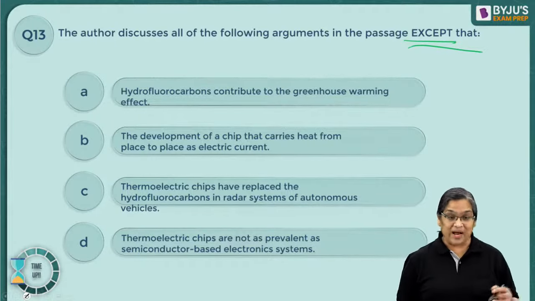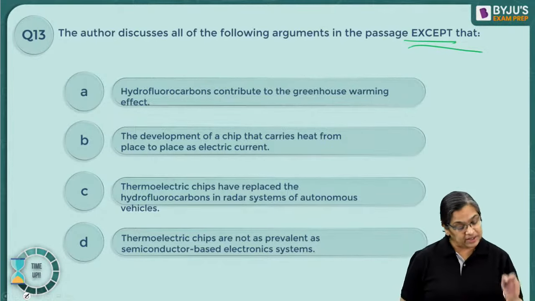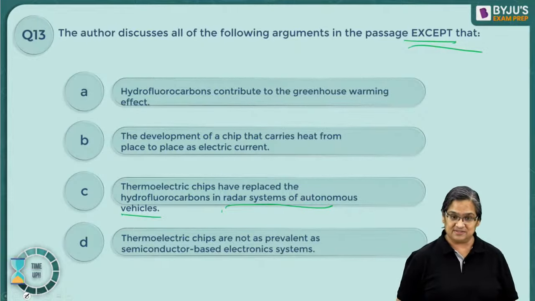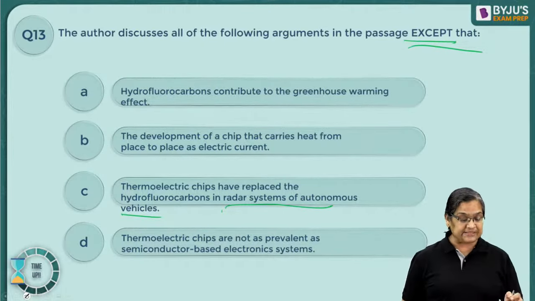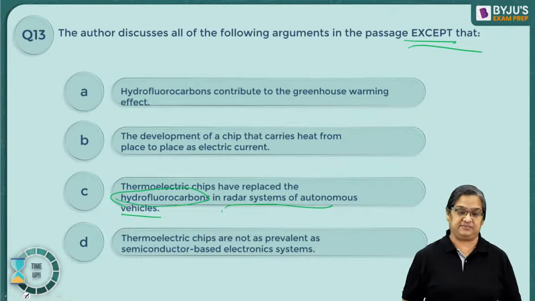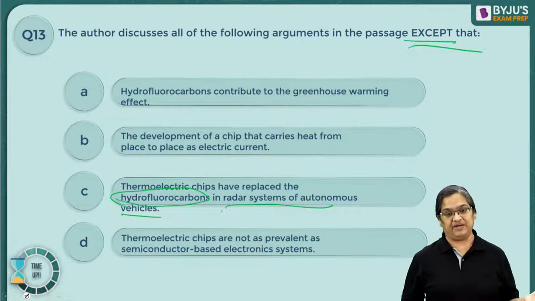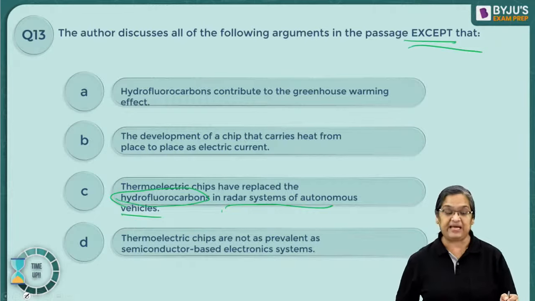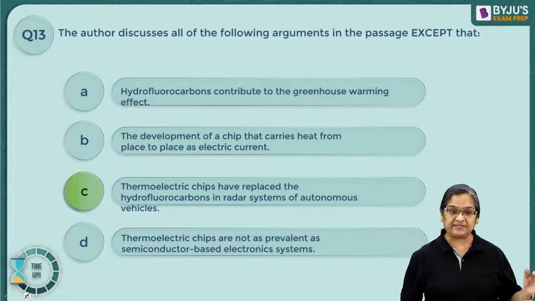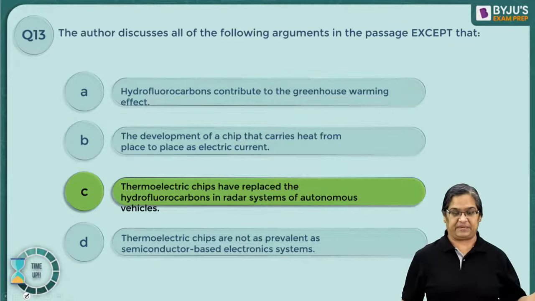Okay, why is it C? The author has mentioned radar systems of autonomous vehicles. He has, but he hasn't said that these chips have replaced these things. He just says that these chips are being used in the radar systems to guide autonomous vehicles, but he has not said they have replaced. So this is a misrepresentation of the facts that has been given in the passage. Therefore, C is the answer.